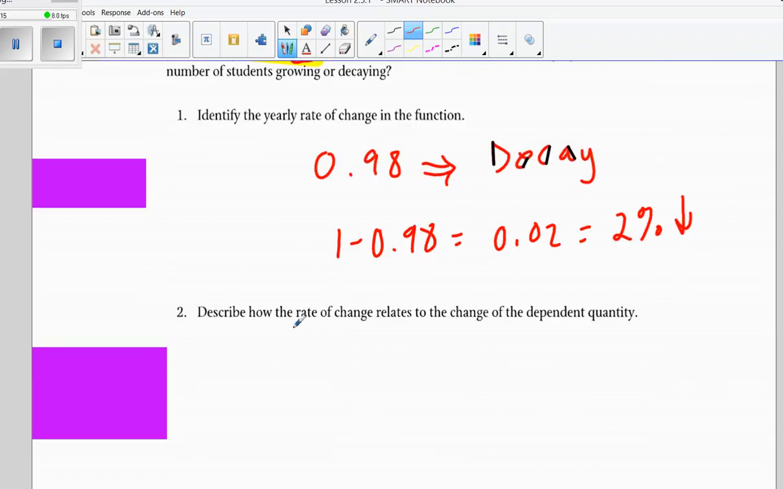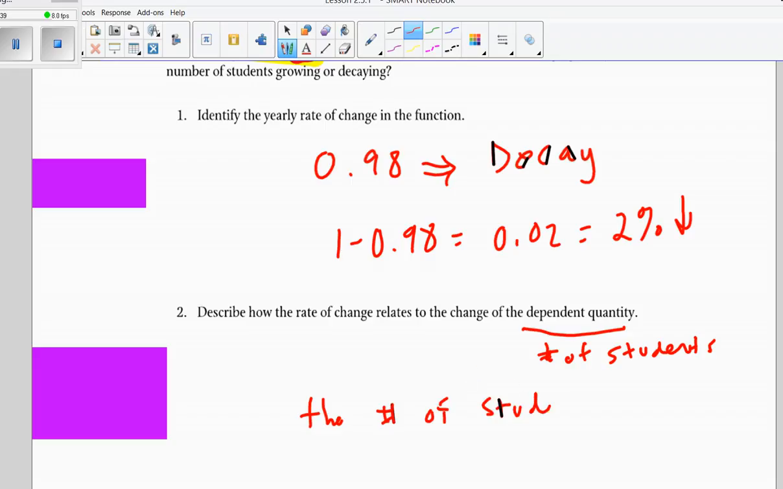The second thing says, describe how the rate of change relates to the dependent quantity. Well, the dependent quantity is the number of students. So if we're dropping 2% each year, what's happening to our population? The number of students goes down. So enrollment is decreasing. It should make sense. Of course, it's decaying. We're losing students in our population, and we're losing 2% each year.